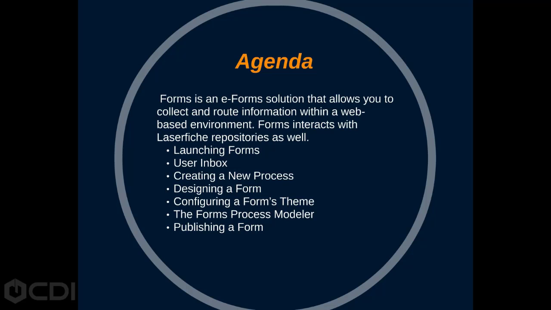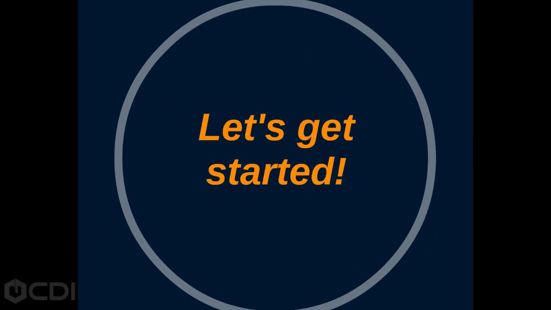So our agenda here is to take a look at launching forms. We'll look at the user inbox. We'll then go ahead and create a new process, at which point we'll design a new form. We'll configure the form's theming, build a little bit of a process of that form as to how it routes to various users. We'll then publish that form. And that being said, let's get started.